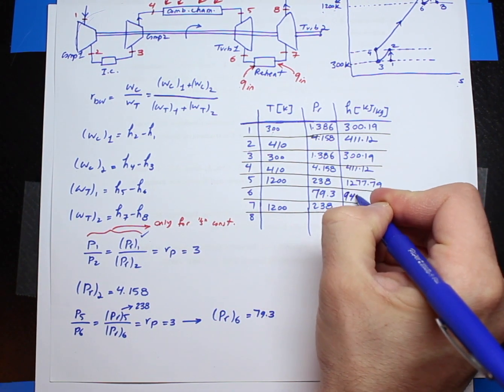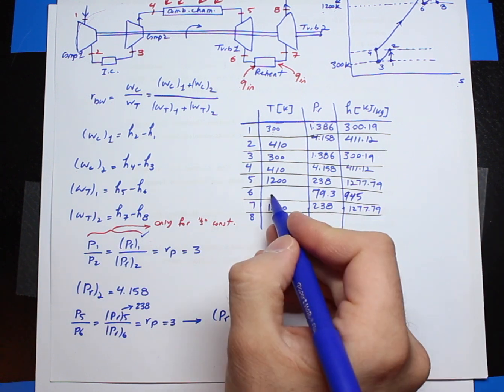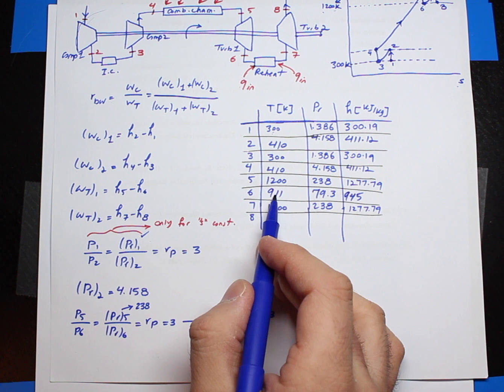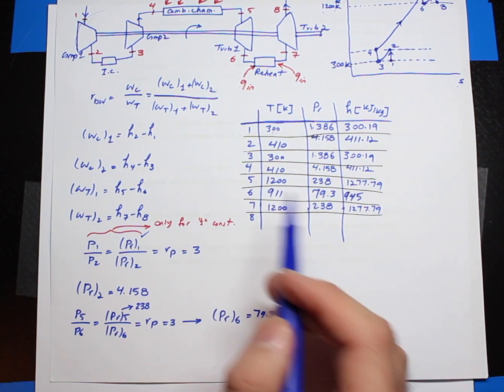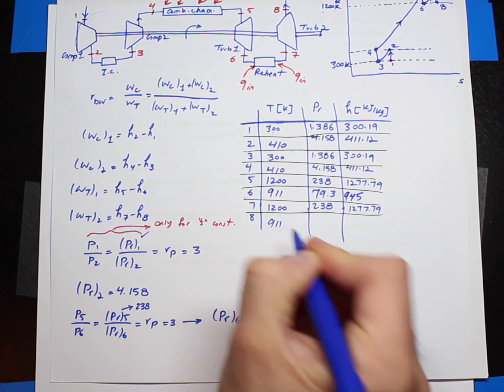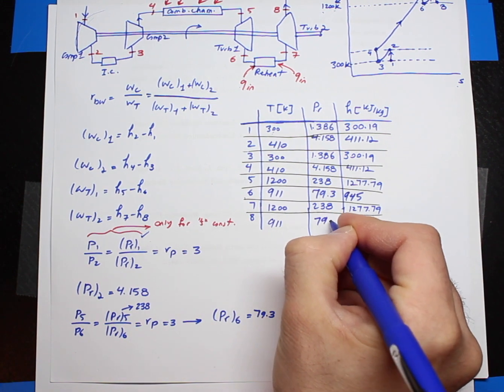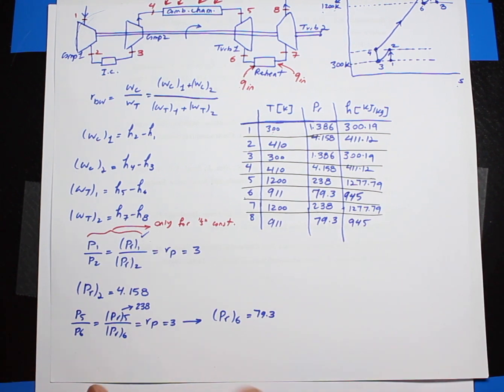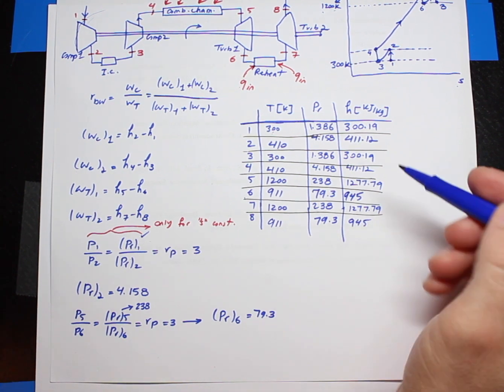Okay, so I've done the interpolation before, and that value is going to be equal to 945. Although we don't really need the temperature, just in case, let me also give you the temperature, which is 916 Kelvin for 0.6. So the temperature is 916, PR is 79.3, and 945 for the enthalpy.